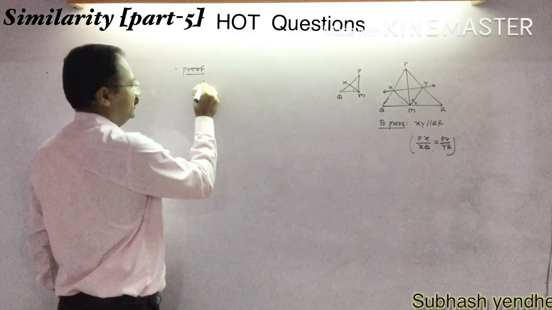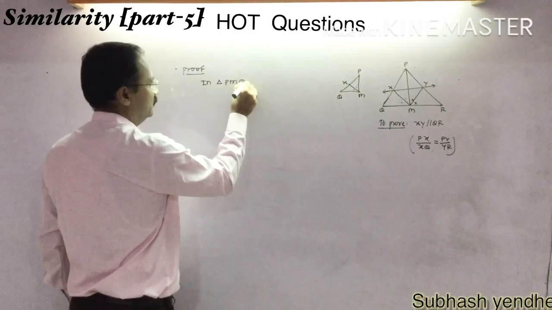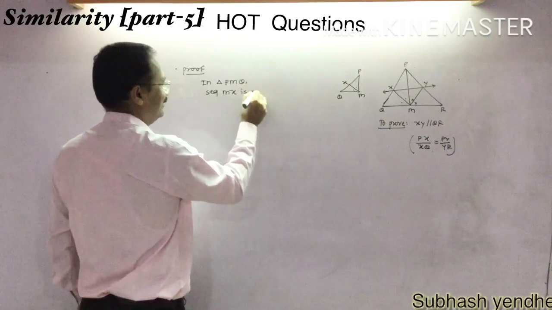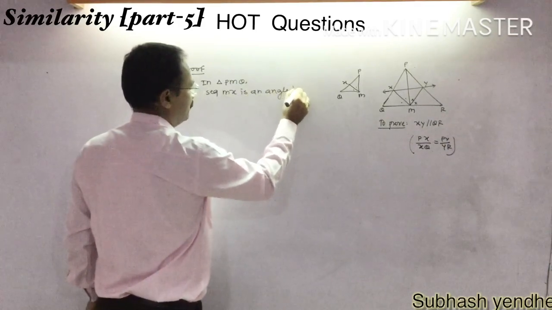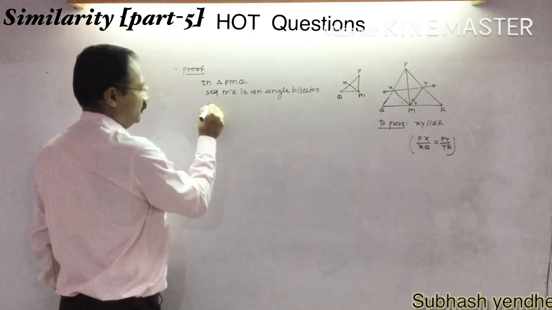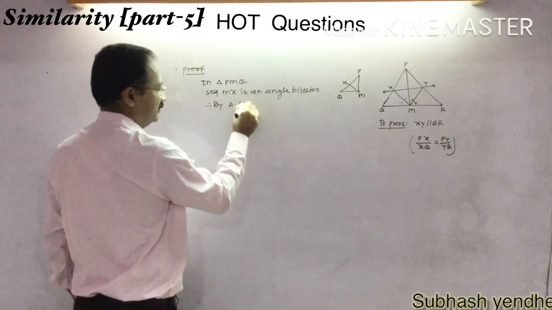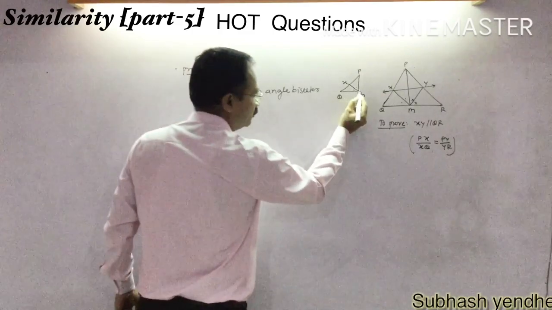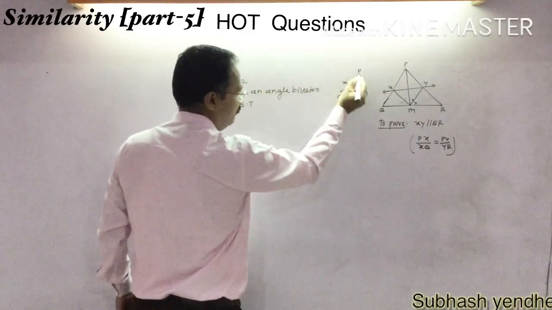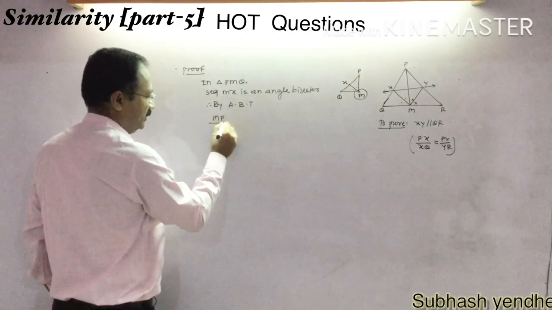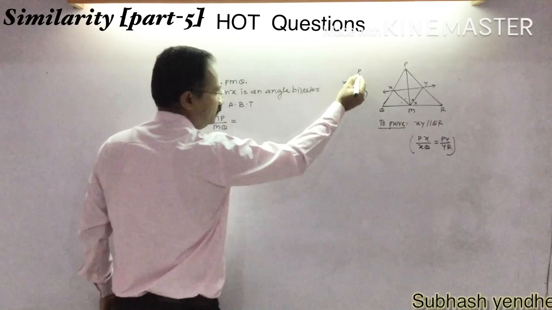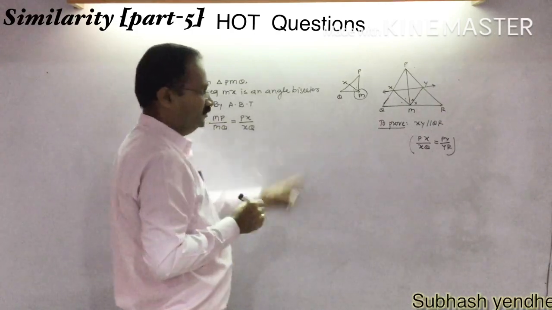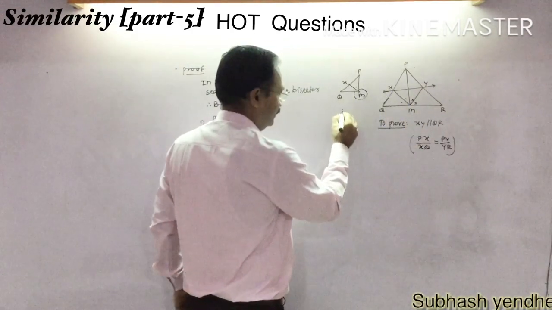So in the diagram you have to write, in triangle PMQ, segment MX is an angle bisector. This is given, and therefore by angle bisector theorem. Don't write the shortcuts, always write it in full form. What it says is you have to start from the angle bisector. So MP upon MQ equals, you have to start from the upper, PX upon XQ. Give the number 1.